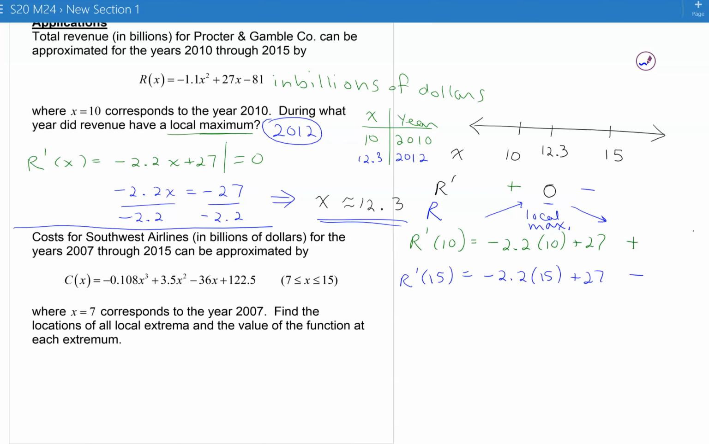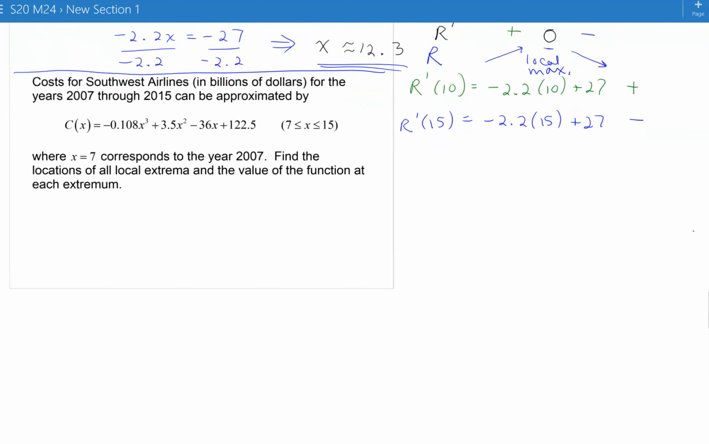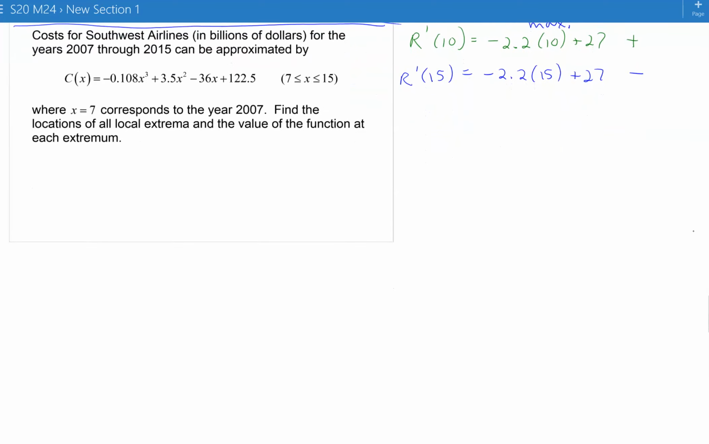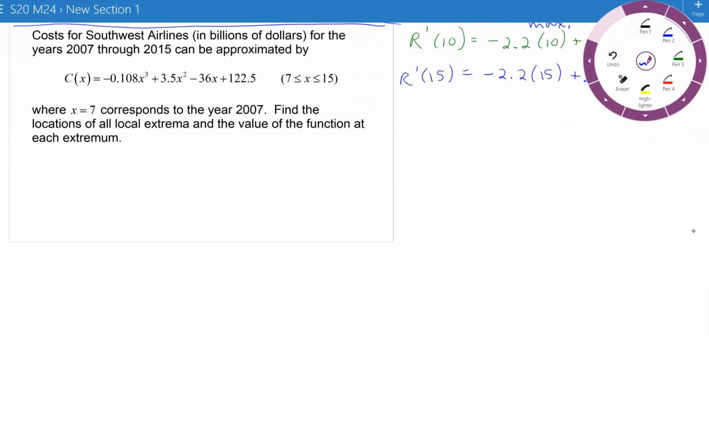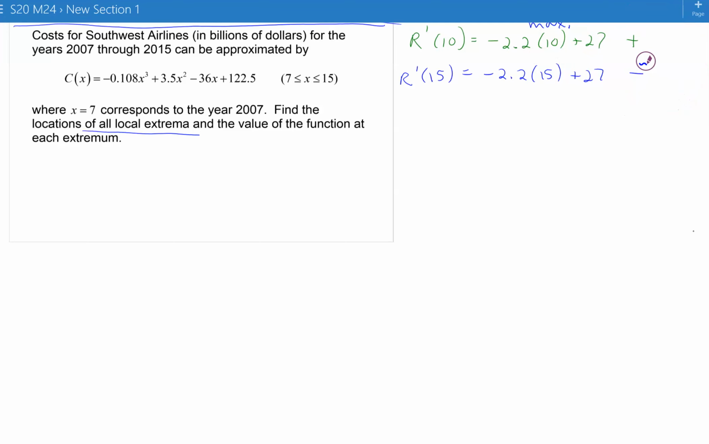Okay, then this next example is a cost function for Southwest Airlines. And we're being asked to find all local extrema. So we need to find the derivative, and it's going to be negative 0.324x squared plus 7x minus 36. And I want to know when that's 0.